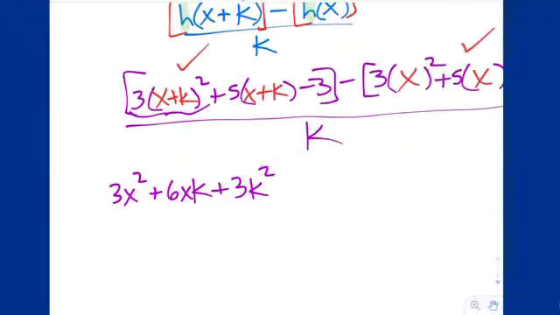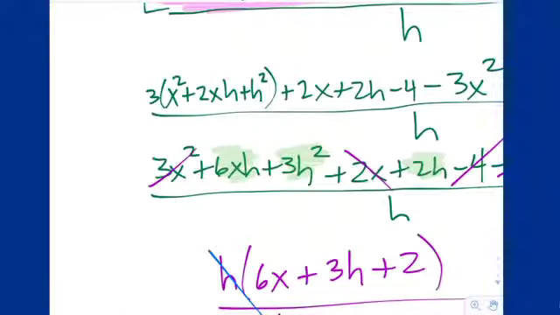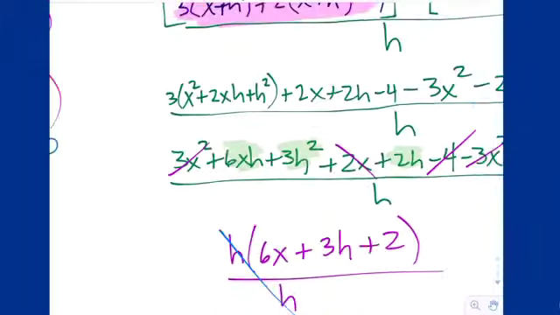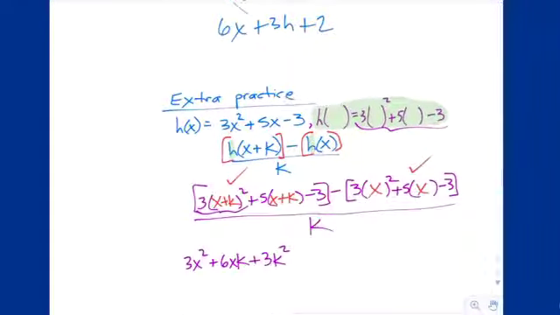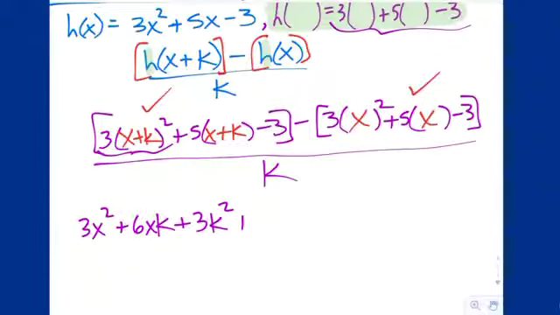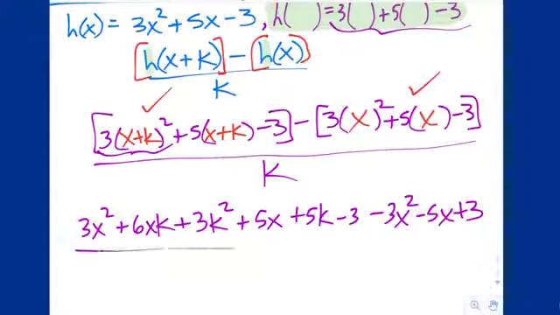Now, if you can't do it in one step, don't, okay? I didn't do it like that up here. I kept it out, and then I distributed it as a separate line. You should work towards trying to do that, but if you can't do it, don't do it yet. Work up to it. Then plus 5x plus 5k, minus 3, minus 3x squared, minus 5x plus 3. Distribute that negative. And what that allows you to do is save a little bit of writing.